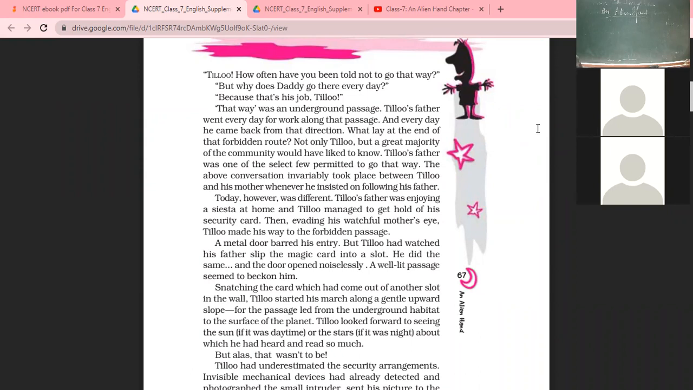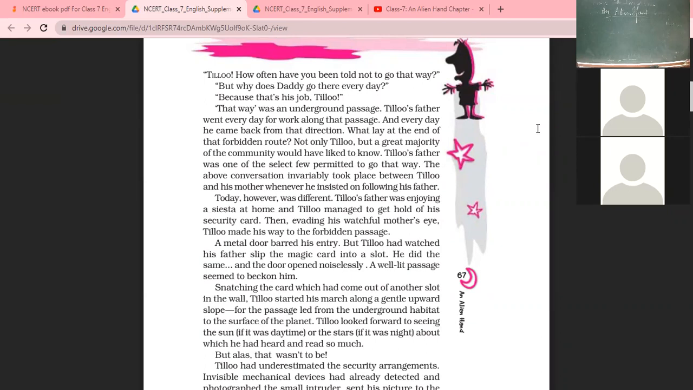From where does Tilu's father go daily to job? Yes, from an underground passage. Tilu's father went every day for work along that passage. Through that passage, Tilu's father is going daily, and every day he came back from that direction.